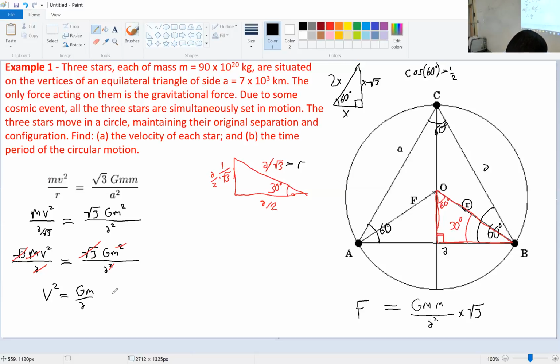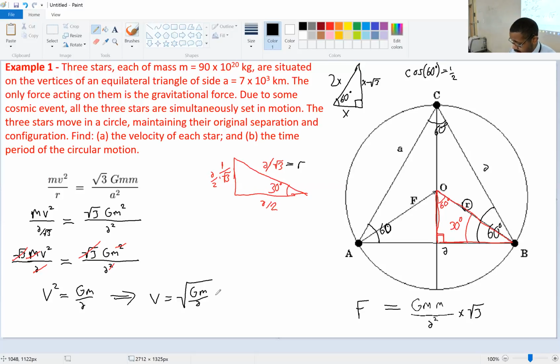And then if we take the square root, we get GM over A. And when you plug in the numbers, which I'm not going to do because this has been going on longer than I wanted to, that's what you'll get. You'll get the answer.